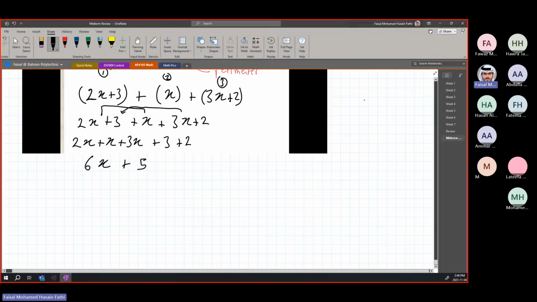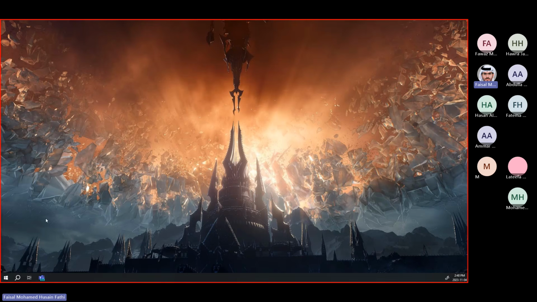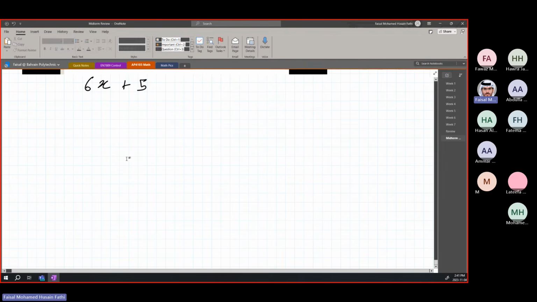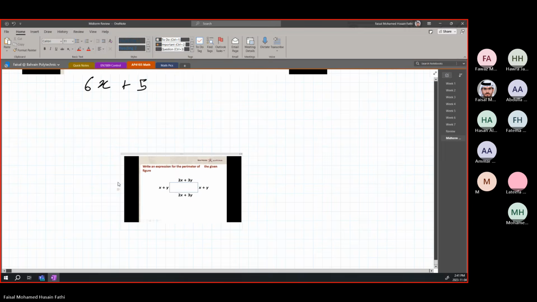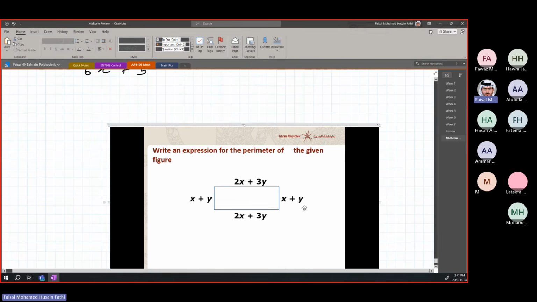Let's see the next question. One second, let me just turn this off, close it and reopen it, because it keeps freezing. Okay, exact same idea here. The exact same idea. Let me enlarge this a bit.